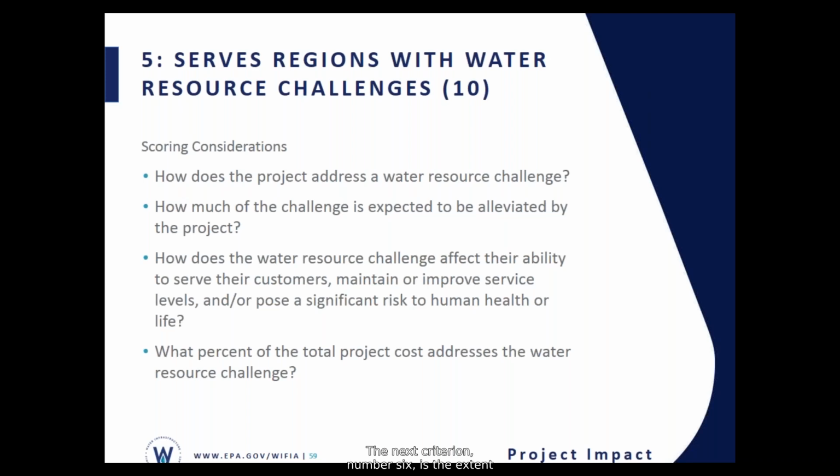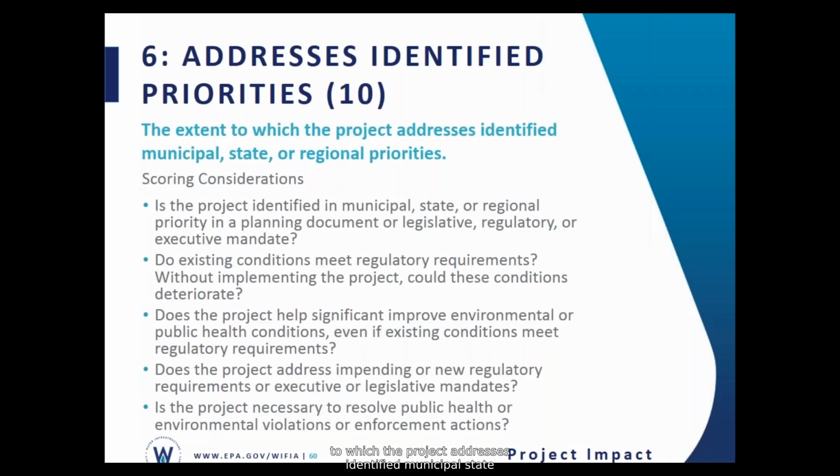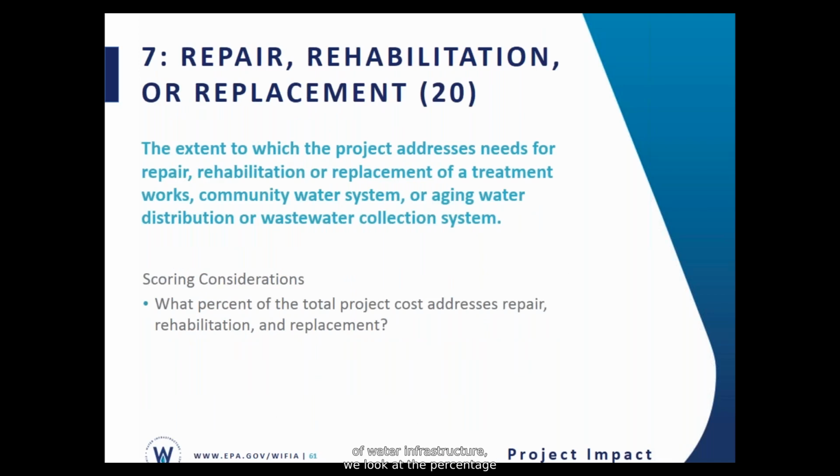The next criterion, number 6, is the extent to which the project addresses identified municipal, state, or regional priorities. This can include implementing projects in regional planning documents, meeting existing or impending regulatory requirements, or keeping a high-quality resource from deteriorating. For criterion 7, the extent to which the project addresses needs for repair, rehabilitation, or replacement of water infrastructure, we look at the percentage of project costs that are for repairing, replacing, or rehabilitating the existing assets or an existing system.